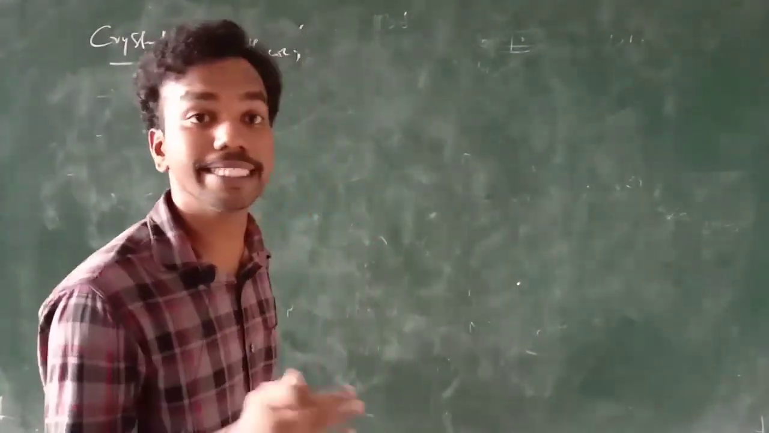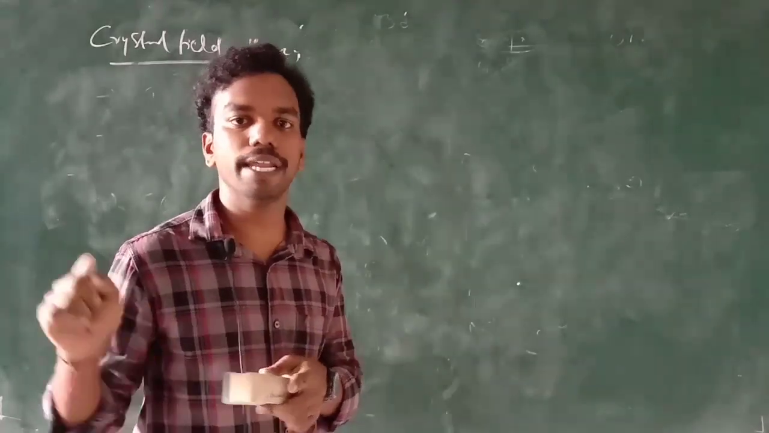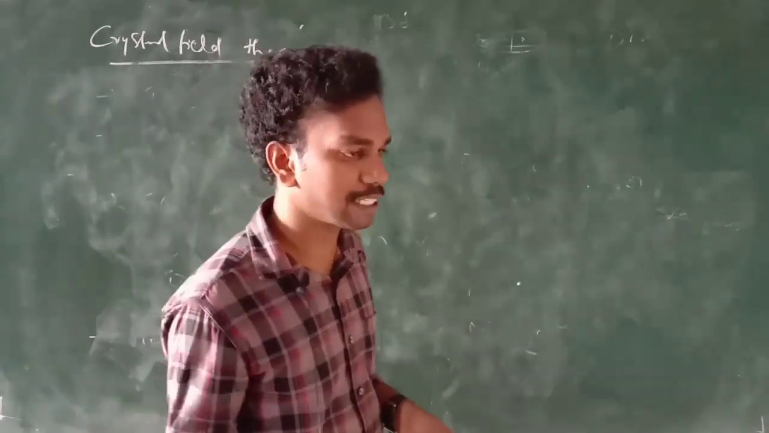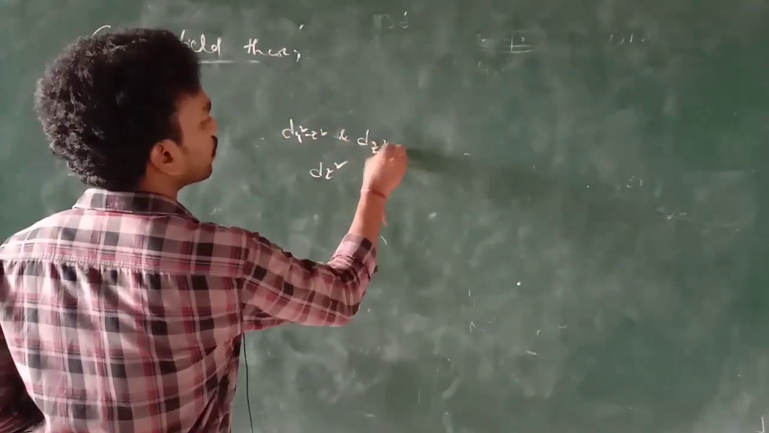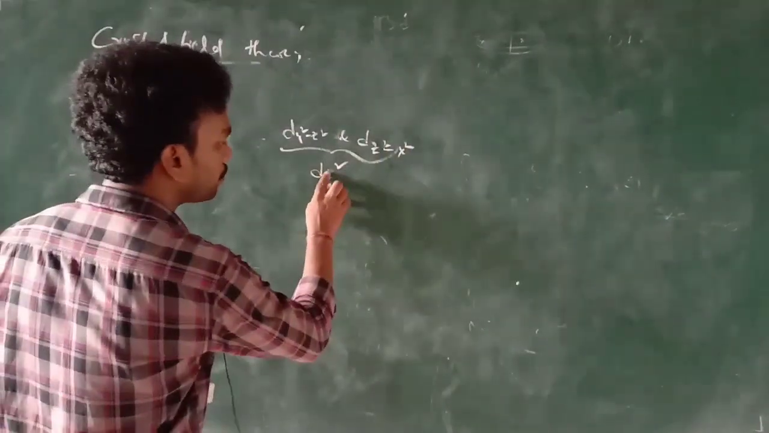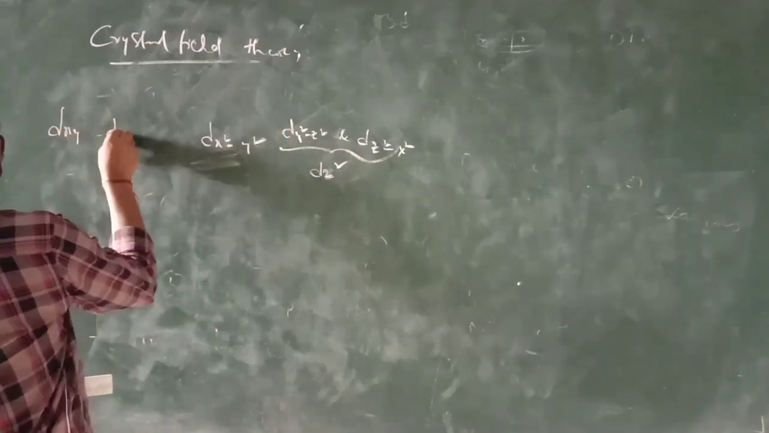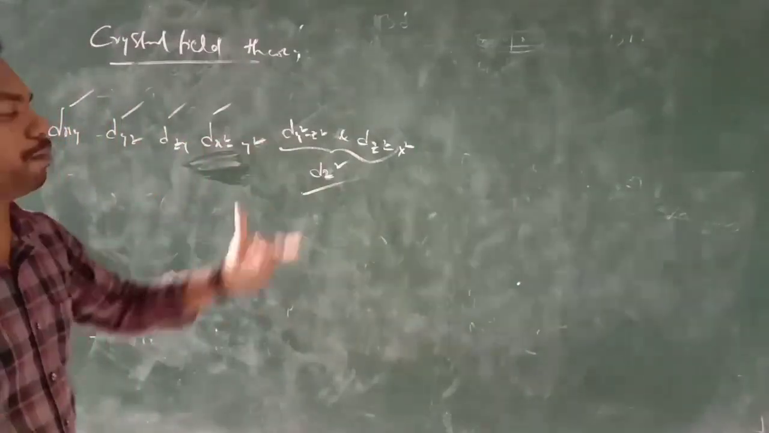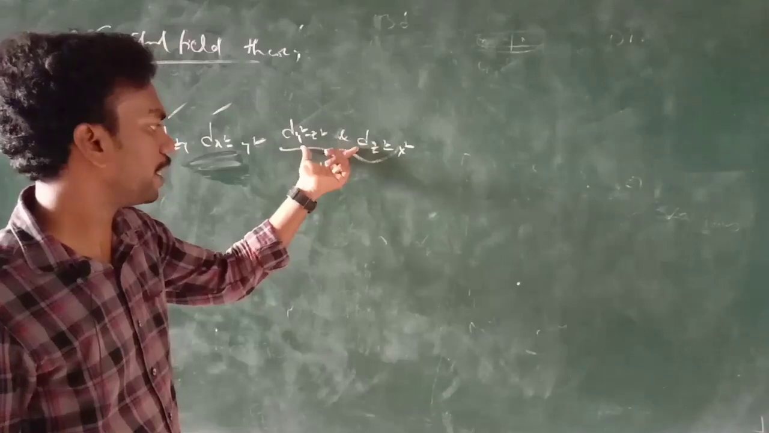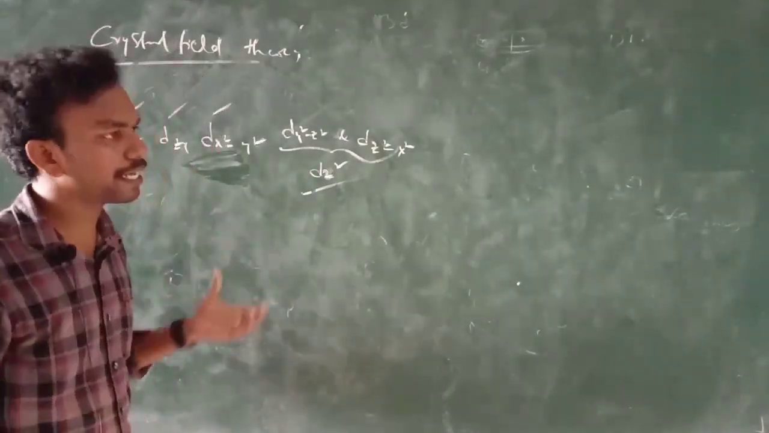But in fact, there are 6 d orbitals: dxy, dyz, dzx, dx square minus y square, and then dy square minus z square, and dz square minus x square. The last two, dy square minus z square and dz square minus x square, combine linearly, forming the dz square orbital. So in total we are considering 5: dz square, dx square minus y square, dxy, dyz and dzx. So in the metal you have 5 d orbitals.